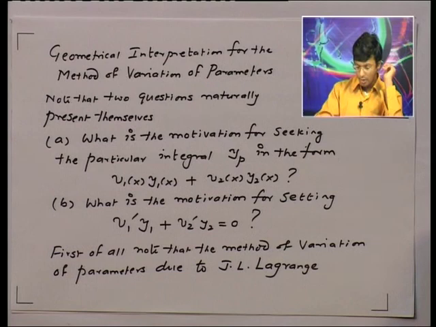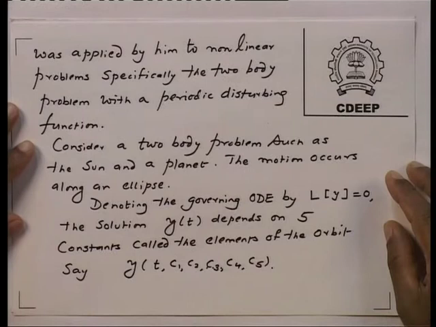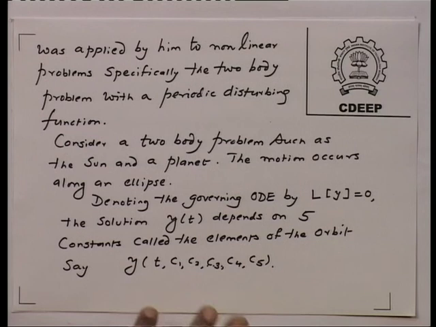So first of all, we must note that the method of variation of parameters is due to Lagrange. And why was Lagrange interested in this problem? Was he interested in developing a theory of linear differential equations? No, he was not at all interested in linear differential equations. He was interested in celestial mechanics. Specifically, he was interested in studying the motion of comets. And it was exactly in this connection that he developed this method.